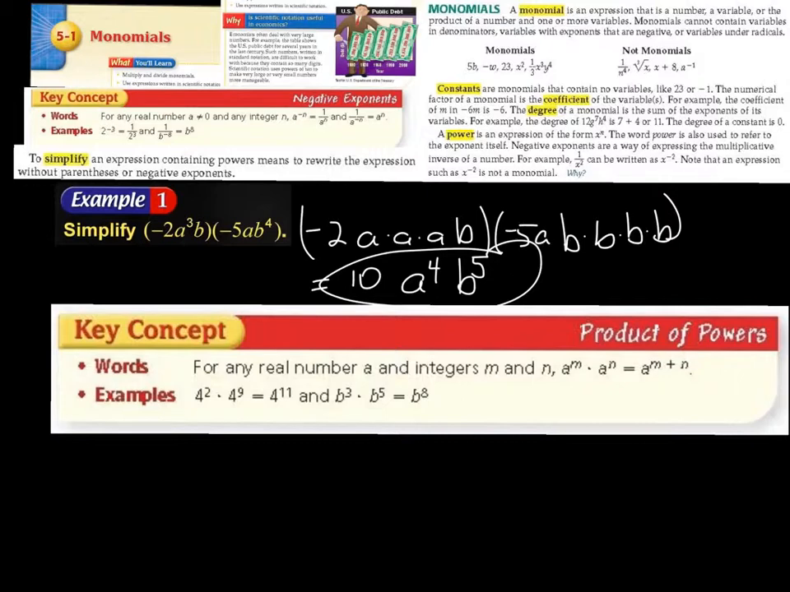That suggests the following property of exponents. For any real number a and integers m and n, a to the m times a to the n is the same as a to the m plus n. So power times a power, we add exponents. So with numbers, if we have 4 squared times 4 to the 9th, we get 4 to the 11th, or b cubed times b to the 5th is b to the 8th.